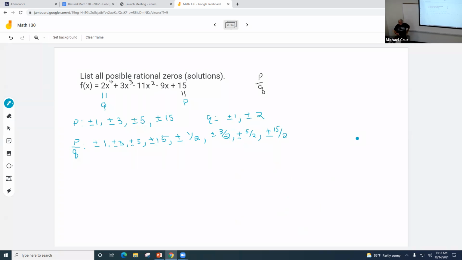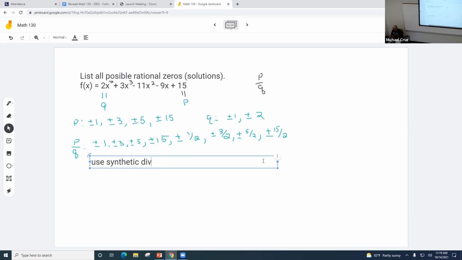Well, if it was 4 over 2, then it would be 2, but these ones won't simplify any further. Now, unfortunately, the next part is, and this is the tough part, use synthetic division to test possible zeros.